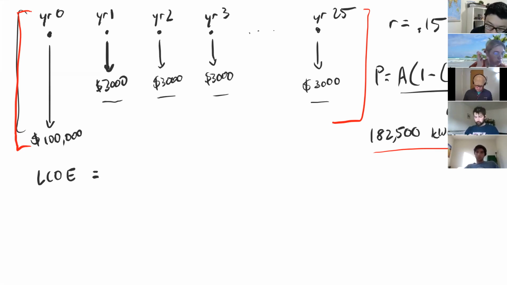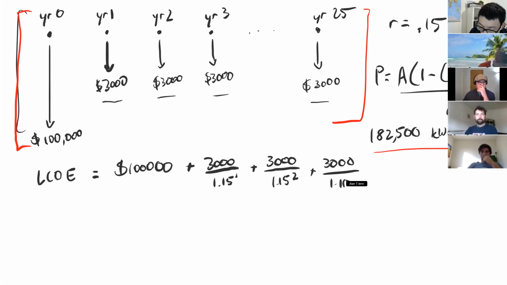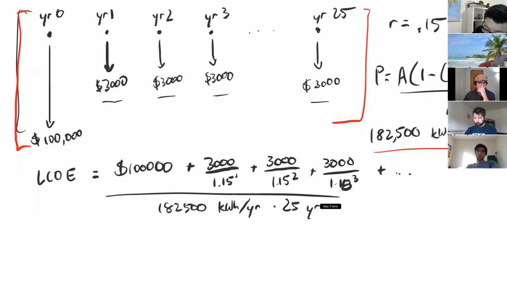So let's do the costs first. The first one is going to be 100,000 plus 3,000 divided by 1.15 to the first power plus 3,000 divided by 1.15 squared plus 3,000 over 1.15 cubed, and so on and so forth, all the way until we get to year 25. And then this quantity is going to get divided by 182,500 kilowatt hours per year times 25 years.